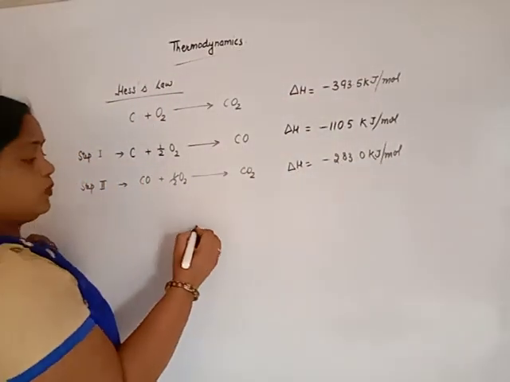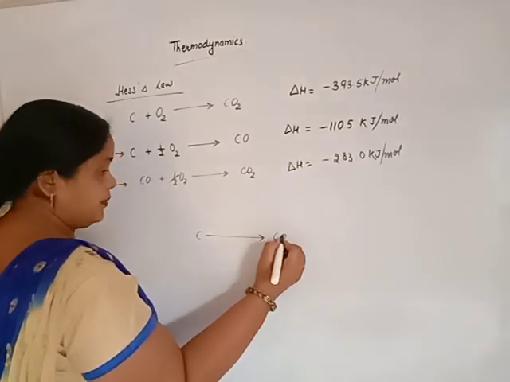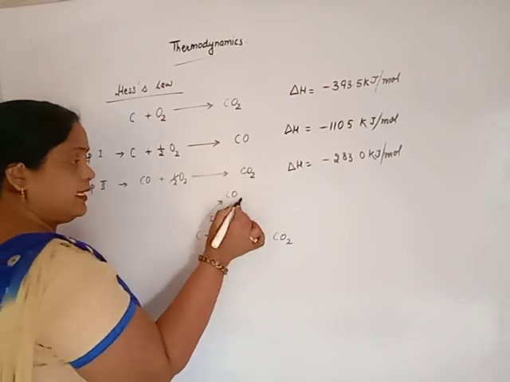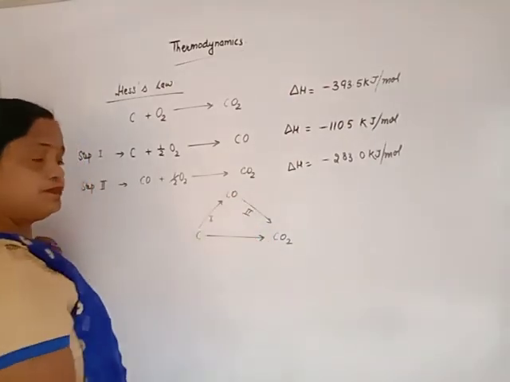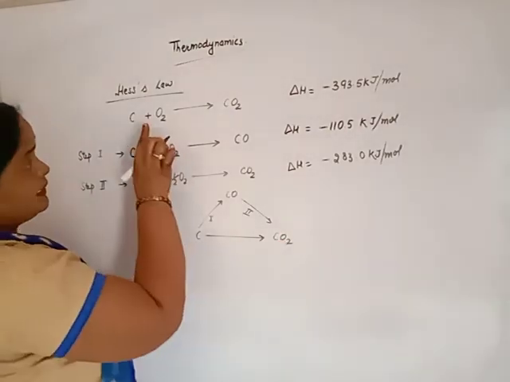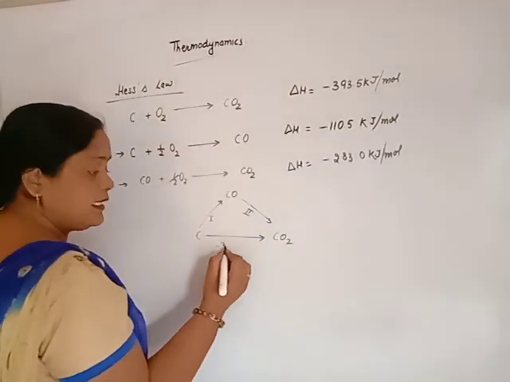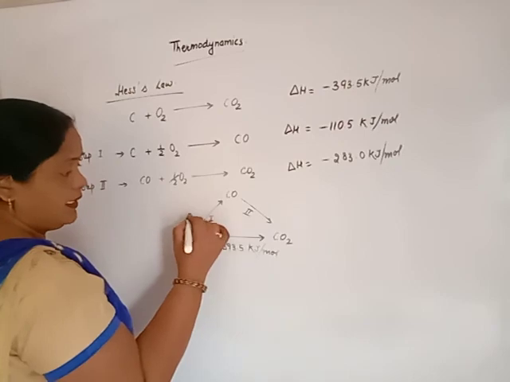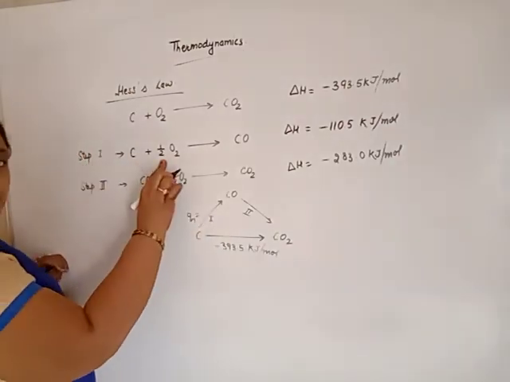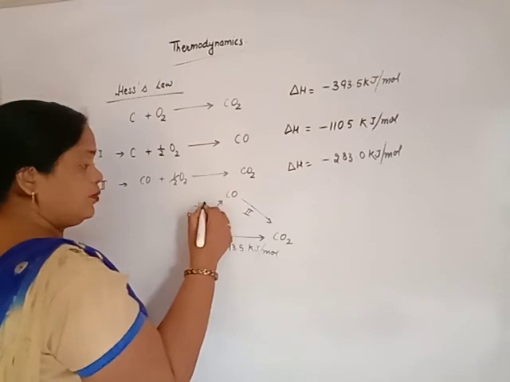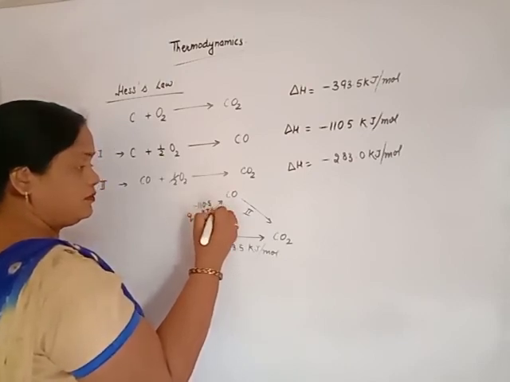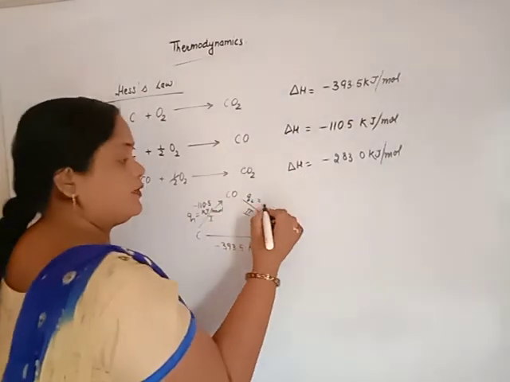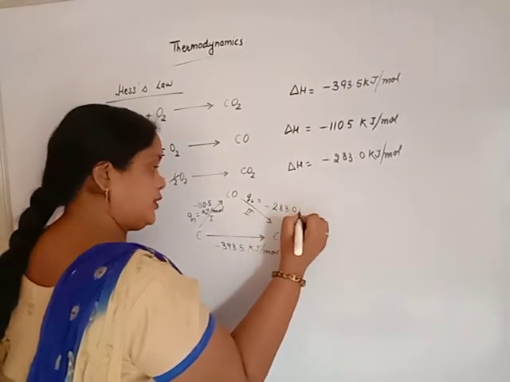In terms of Hess's law, carbon is oxidized to carbon dioxide. Carbon is partially oxidized in step 1 to carbon monoxide and fully oxidized in step 2. Carbon changing to carbon dioxide releases 393.5 kilojoule per mole. Q1 is step 1, energy 110.5 kilojoule per mole. Step 2 is Q2, energy released 283.0 kilojoule per mole.